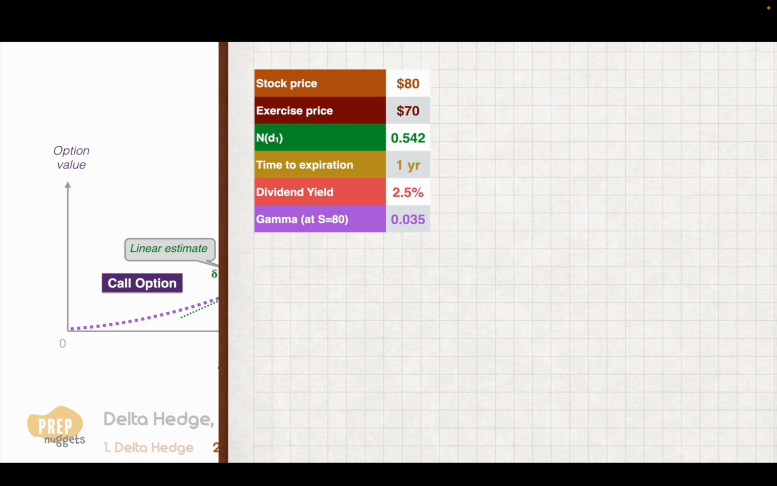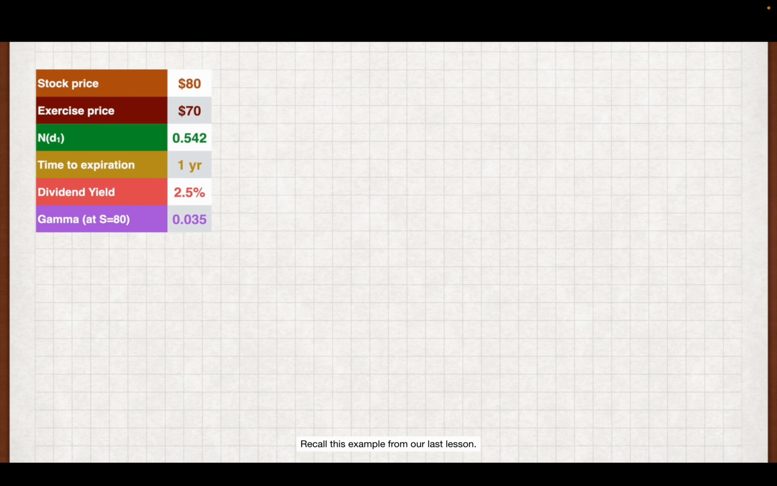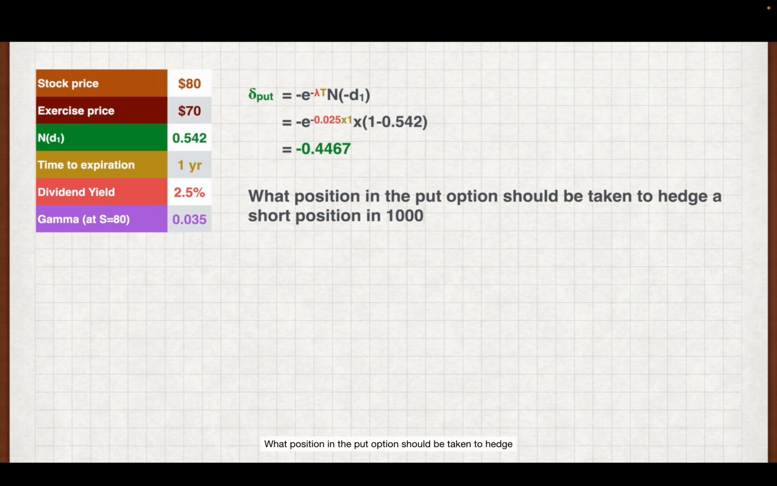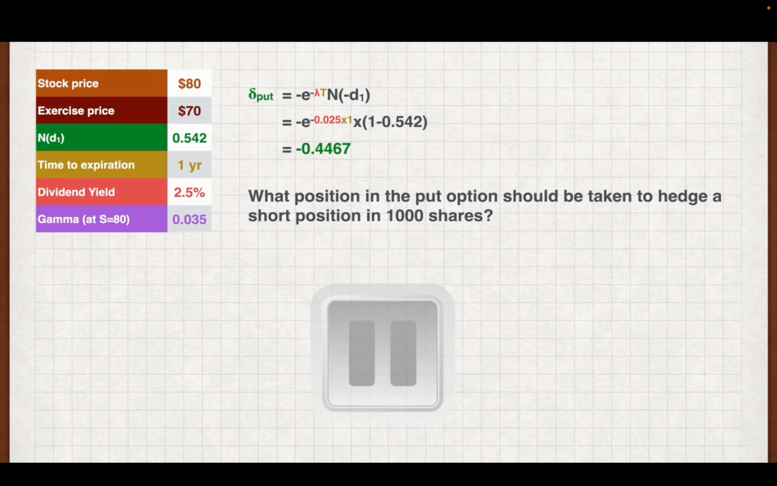Now's your turn to practice. Recall this example from our last lesson. We've calculated the delta of the put option is minus 0.4467. What position in the put option should be taken to hedge a short position in 1,000 shares? Pause the video now and work out your answer.